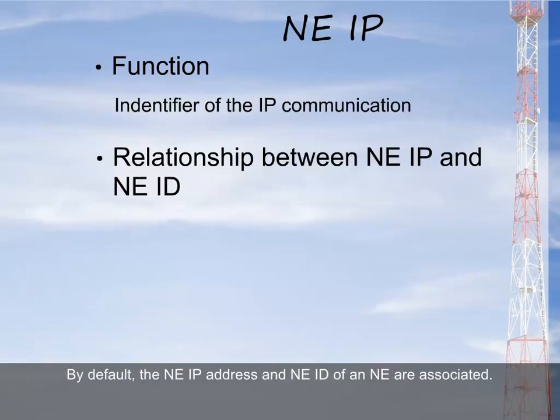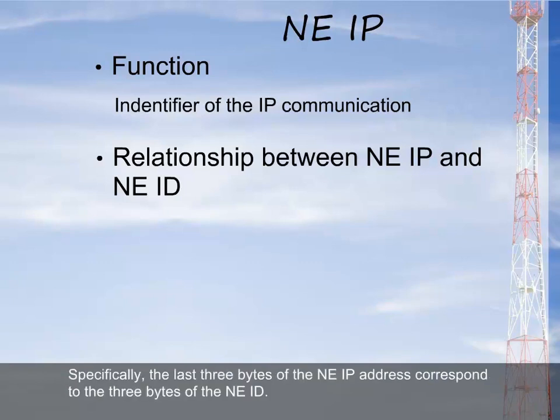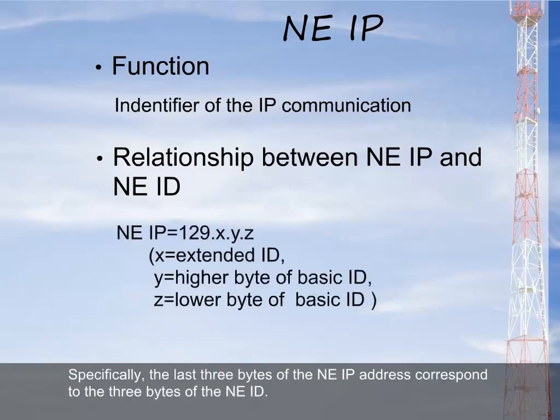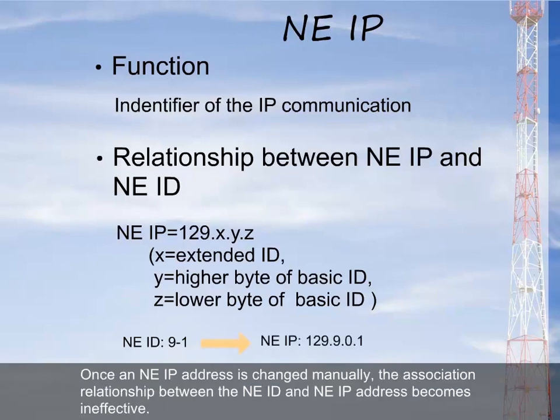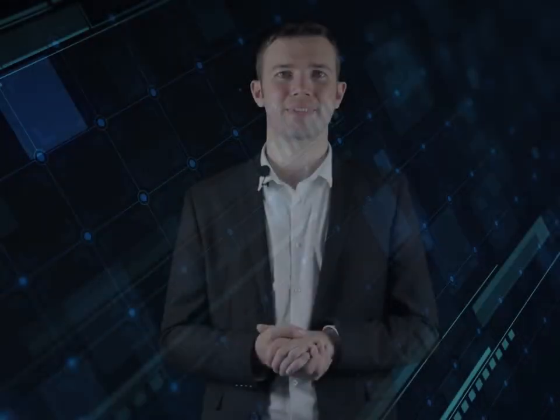By default, the NEIP address and NEID of an NE are associated. Specifically, the last 3 bytes of the NEIP address correspond to the 3 bytes of the NEID. For example, if an NEID is changed to 9-1, the corresponding NEIP address automatically changes to 129.9.0.1. Once an NEIP address is changed manually, the association relationship between the NEID and NEIP address becomes ineffective.